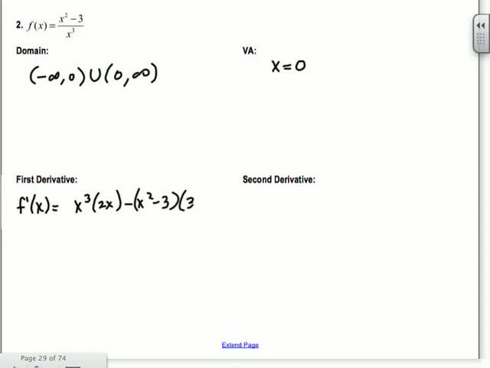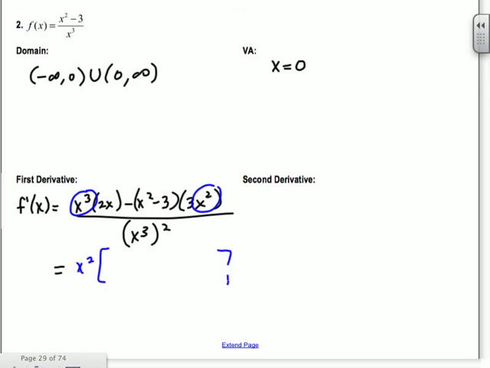Now, when you're taking the first derivative, sometimes it's nice if you can pull out what they have in common. Like, see how you have x squared, and you can pull out x squared from the first one as well. I mean, it's x cubed, but you can pull out x squared. So I'm going to pull out x squared to the front and see if that helps. Sometimes that makes it a little nicer. So if I pull out x squared, I'm going to have x and 2x left, so 2x squared. And then I'm going to have minus 3 times x squared minus 3 all over x cubed squared. In other words, x to the 6th. I guess I'll just write x to the 6th.